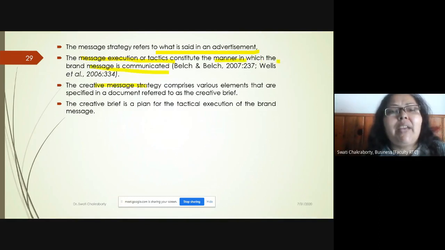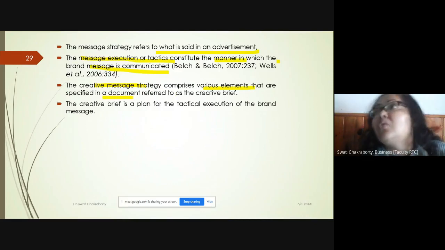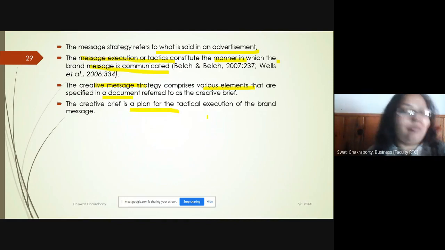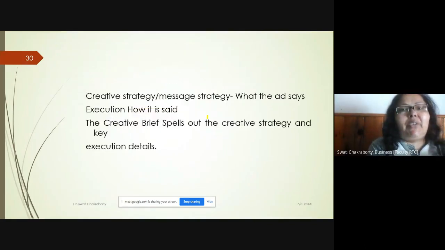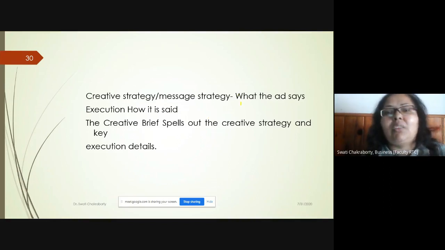When we talk of creative message strategy, it talks of different elements that are included in a document, right? Which is also, as we call, a creative brief. And we've already discussed, creative brief is a plan, tactical execution of the brand message. How do you execute the brand message? Okay, so creative strategy or brand strategy, what is it? It's what the ad says. Execution, how it is said.